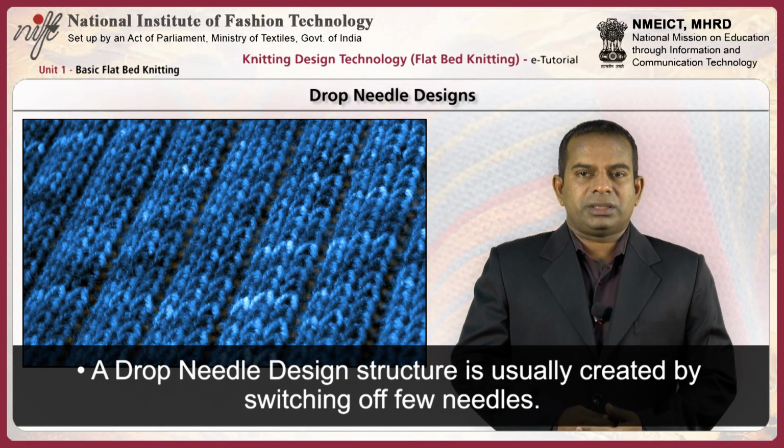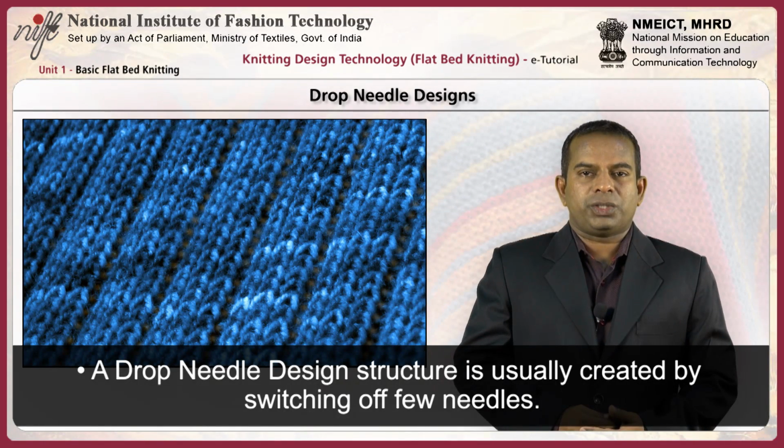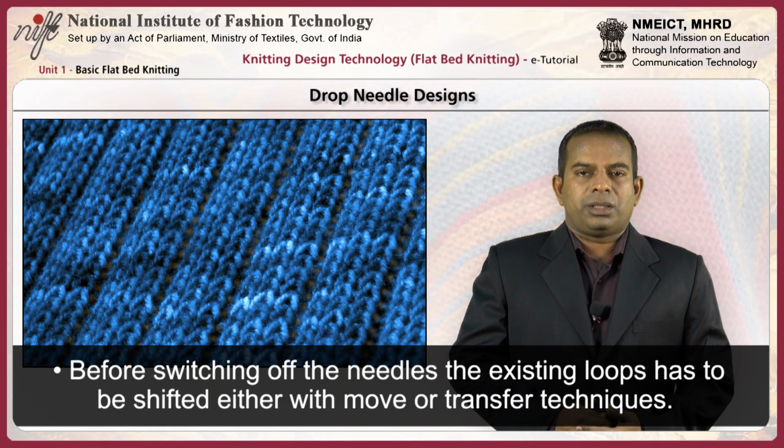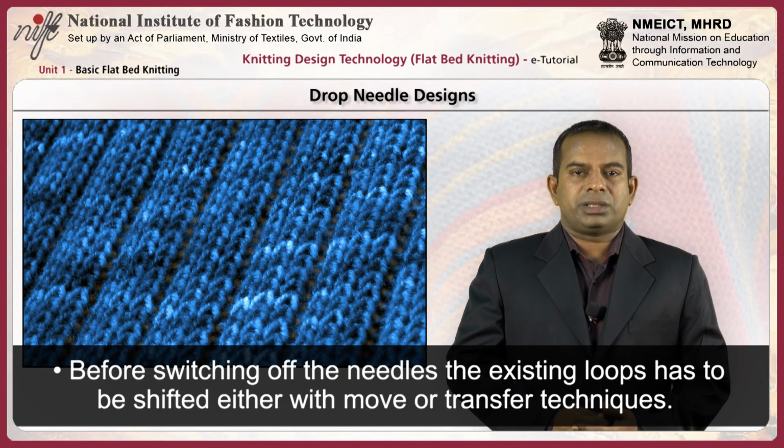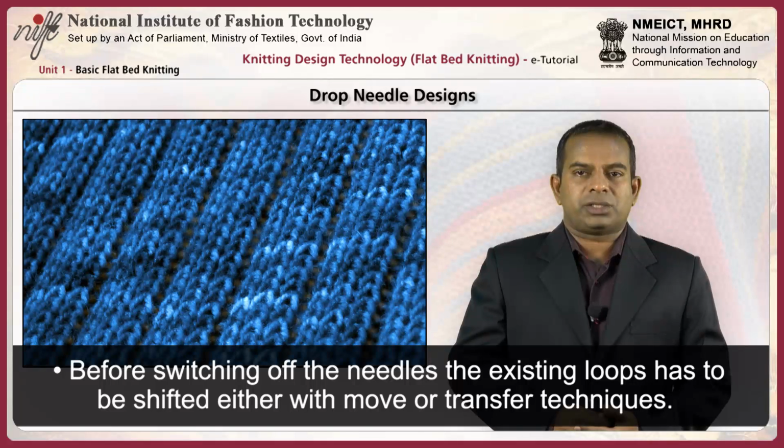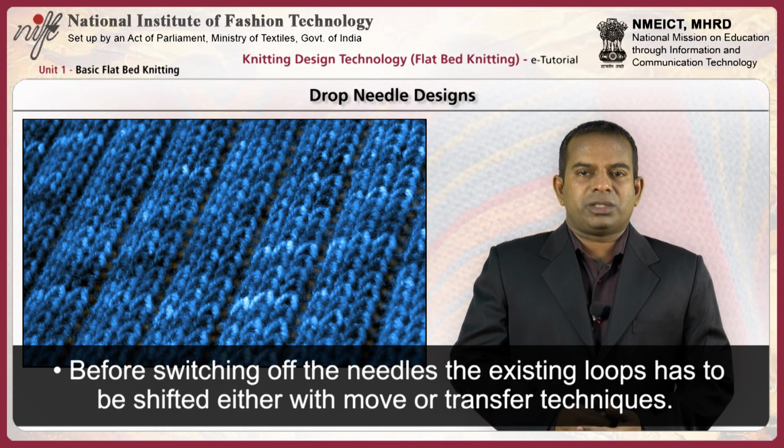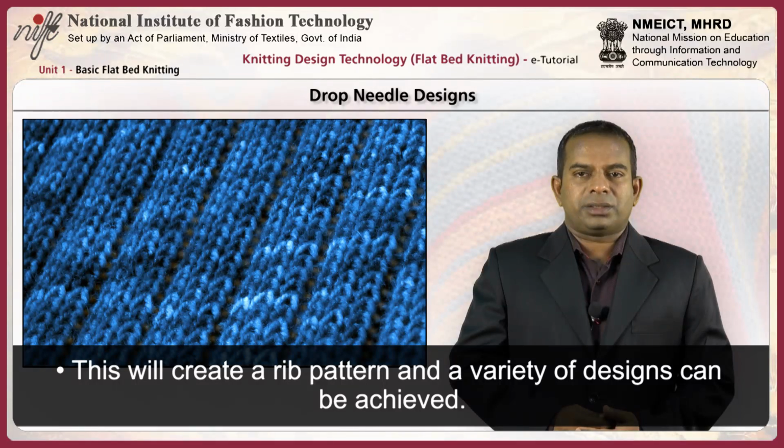A drop needle design structure is usually created by switching off few needles. Before switching off the needles, the existing loops has to be shifted either with move or transfer techniques. This will create a rib pattern and a variety of designs can be achieved.